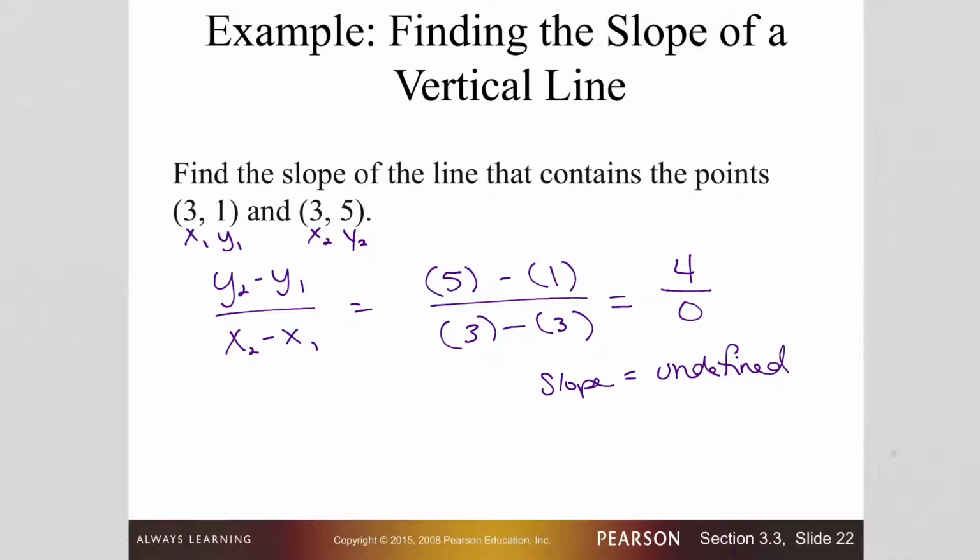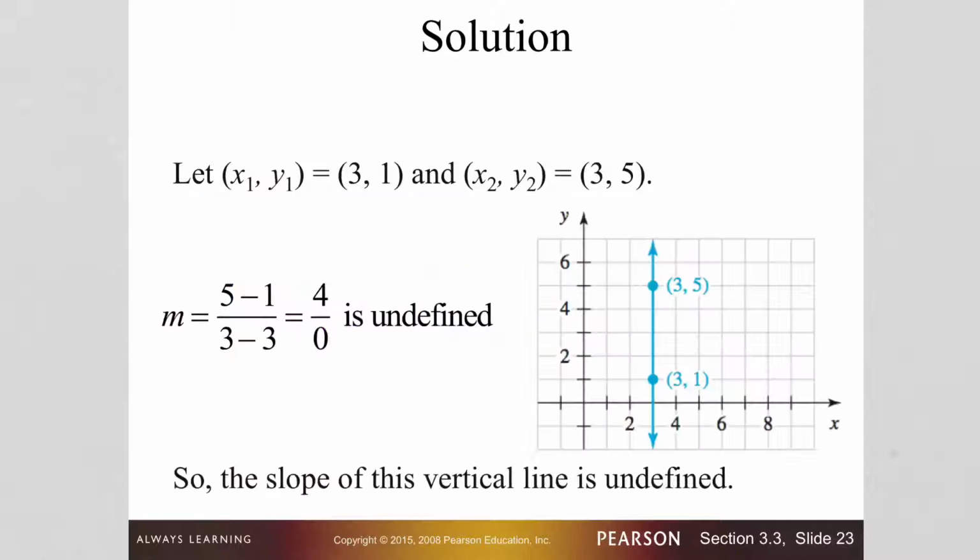Alright, so let's take a look at this graph though. If you were to graph the points 3, 1 and 3, 5, look at this. 3, 1 is right here. 3, 5 is right here. That is a vertical line. All vertical lines have the same slope. The slope of this vertical line is undefined.